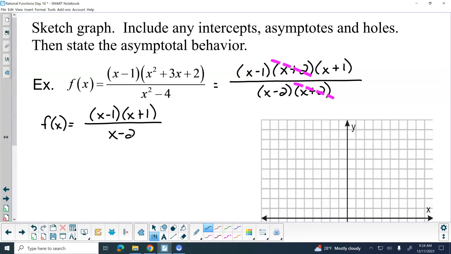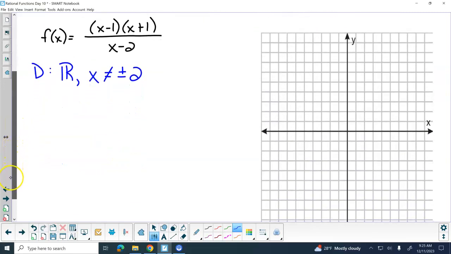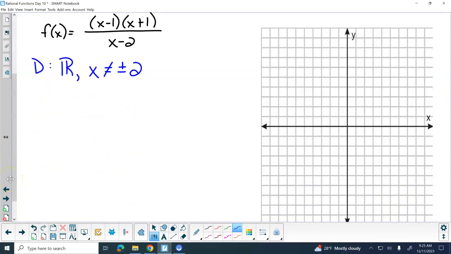Okay. So let's step 1 says the domain. What is the domain of this function? All real numbers, because we go back to the original one for the domain. Okay. Now with that being said, now I can just focus in on this one from here on out.